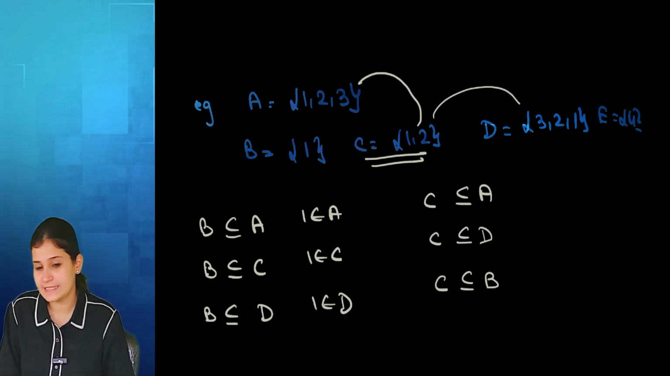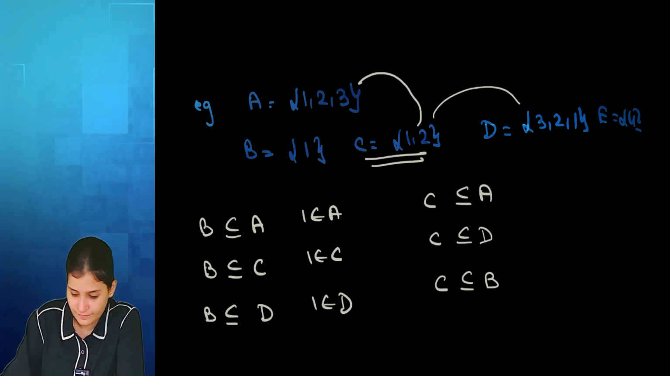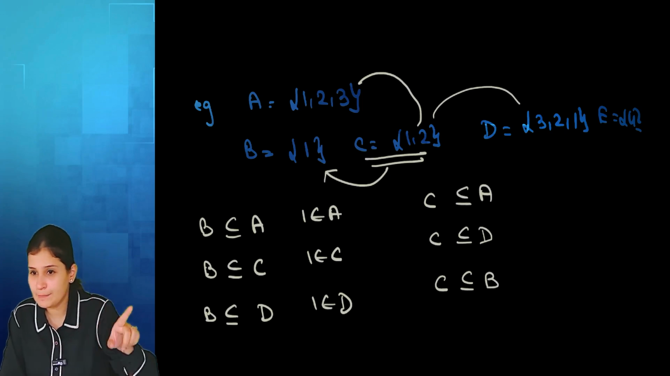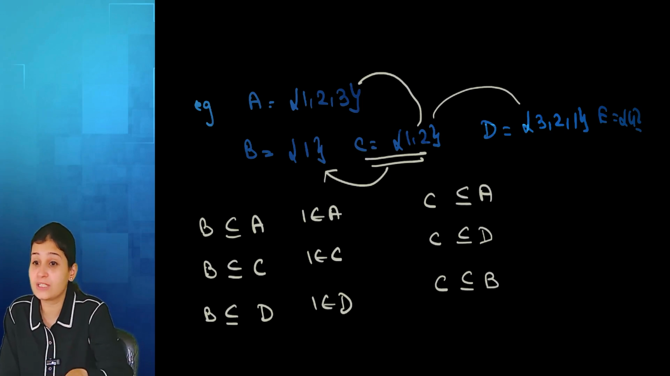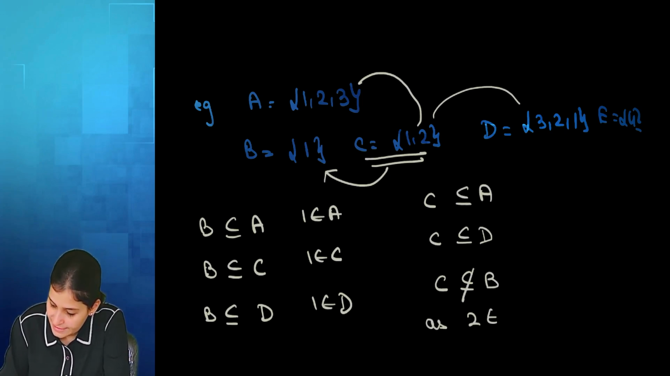Can I say that C is a subset of B? No, ma'am. Why? Because in C there are two elements, 1 and 2. 1 is there in B, but 2 is not there. So, when I'm saying no, I should have such a pinpointed example. No, it is not a subset. Why? As 2 is present in C, but 2 is not present in B.